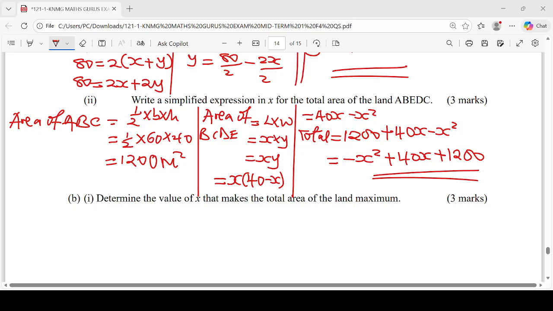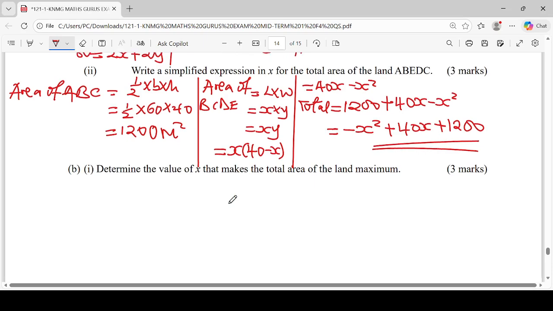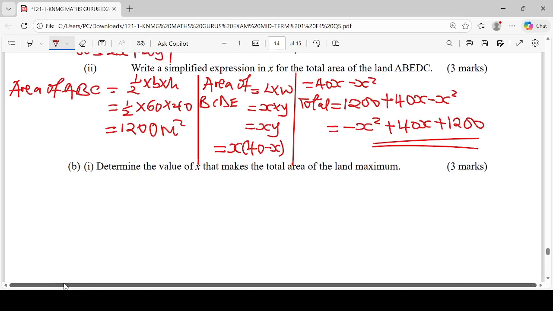So now to get the value of x that makes the total area of the land maximum, when you differentiate area with respect to x, you should be getting 0. When you differentiate for, let me say, area maximum, then dA over dx should be equal to 0. That is a rule.